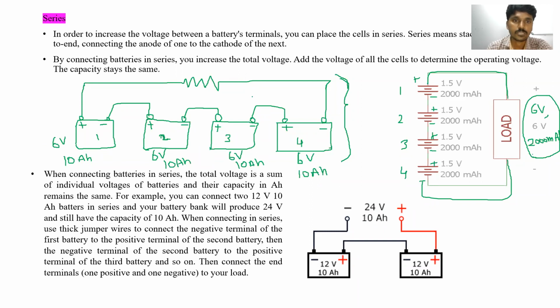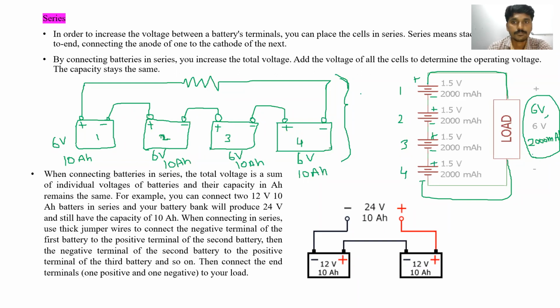What is the rated value of this battery bank? Voltage कितना है और करंट कितना है? Please tell me. सीरीज में वोल्टेज ऐड होता है क्या? सेम रहता है. यहाँ पे देखो सीरीज में वोल्टेज ऐड किए ना अपन 1.5 प्लस 1.5 प्लस 1.5 प्लस 1.5, 6 वोल्ट्स. तो यहाँ पे कितना है? 6 volts, 6 volts, 6 volts, 6 volts.